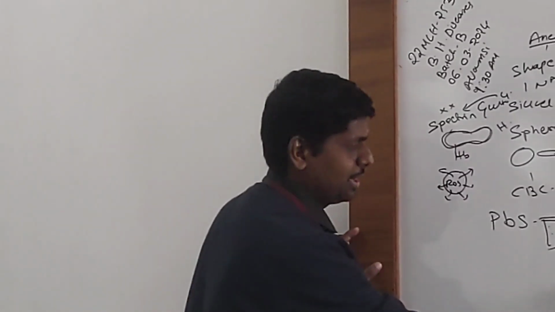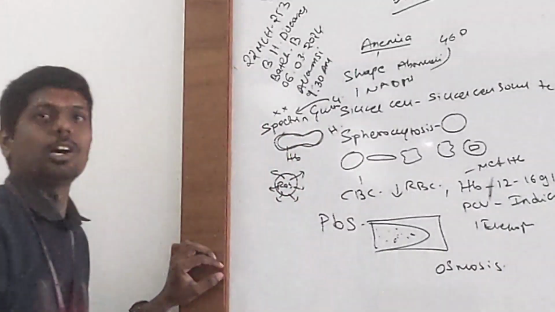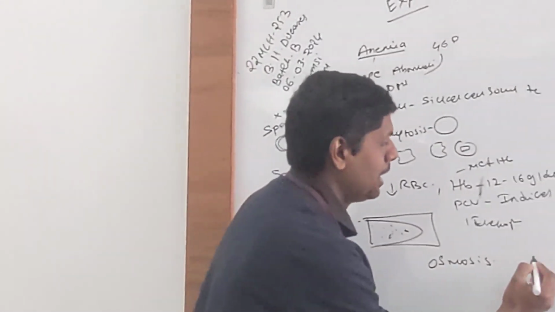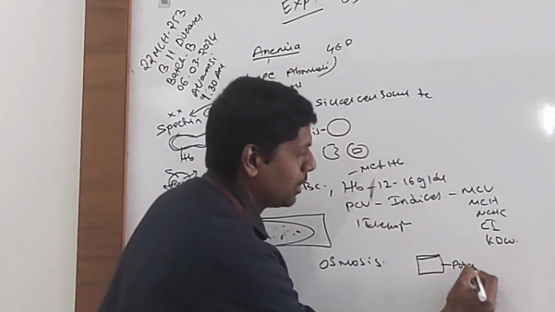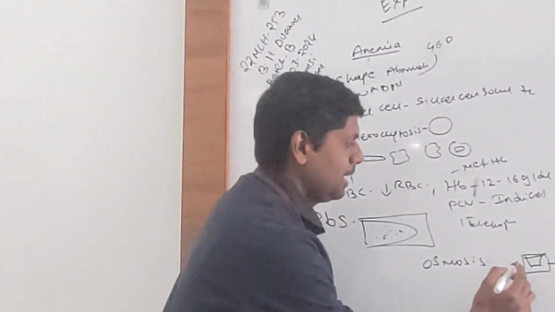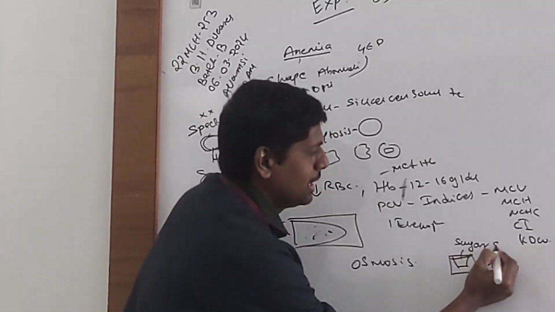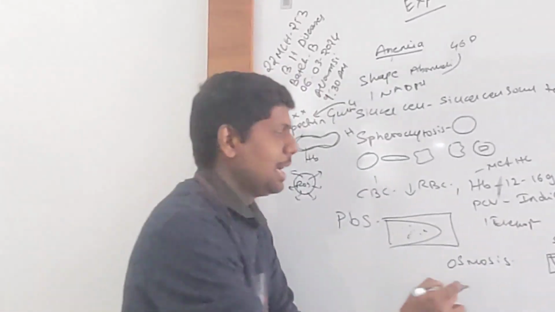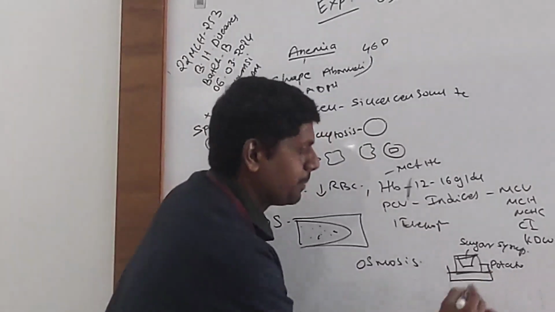Then I will discuss one interesting thing here, that is called osmosis. You have studied osmosis in school days also. A famous experiment is this one. You take a potato. You make a hole in the potato, right? Then in this potato, what did you do? You kept a sugar syrup, a sugar solution, and you kept this potato in a petri dish with water.